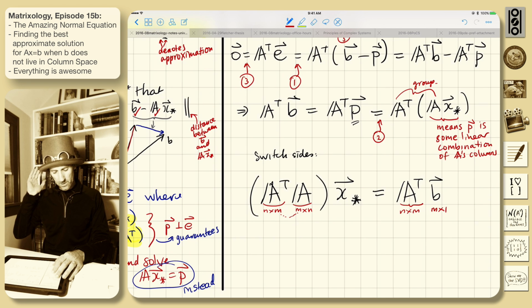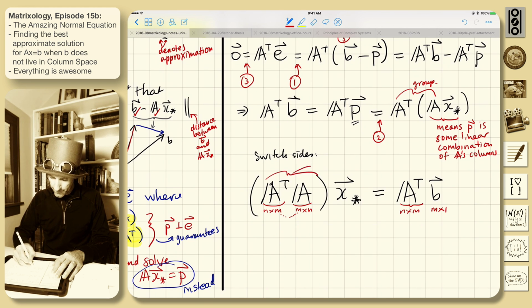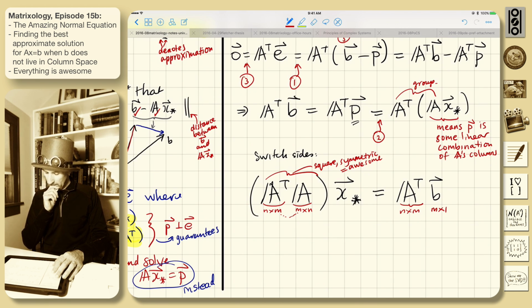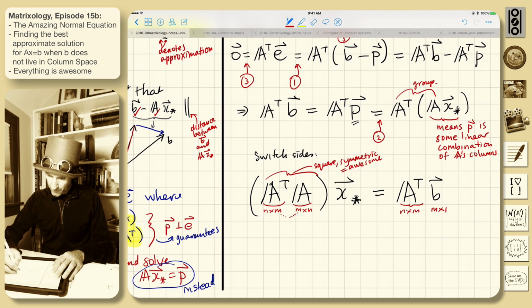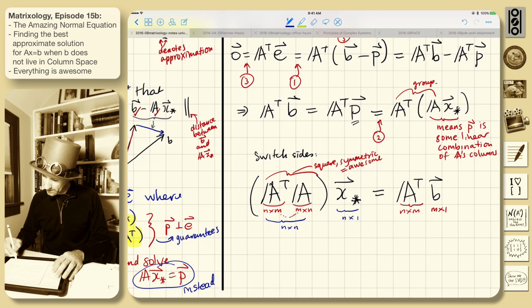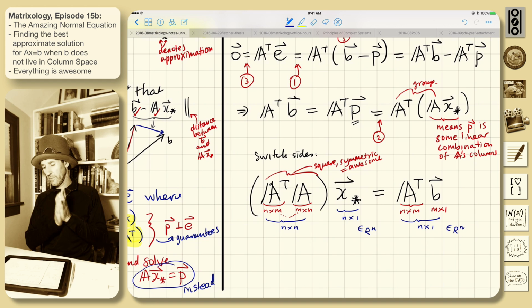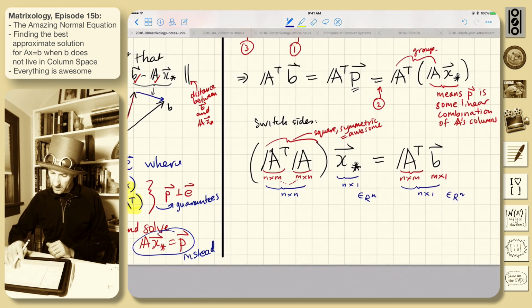A transpose A, great matrix, right? It's symmetric, it's square, symmetric. And we haven't seen anything yet about how great that is, but it's going to be completely awesome when we get to eigenvectors and eigenvalues and eigenstuff. Good. So this whole thing here is now an N by N. This is an M by 1. And this thing is an M by 1. So we've got a square matrix times a vector in Rn equals some other vector in Rn. Right, so this is an element of Rn. This is an element of Rn. Yes. Goodness. Okay. So this is really a vector over here.